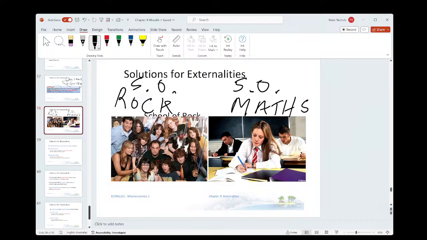But the thing about the school of rock and the school of maths is that in order for them to operate, they need different conditions. They are situated next to each other, but of course the school of rock is going to make a lot of noise, and the school of maths does not want noise, right? They want quiet so people can think about their maths issues. So these two schools actually create externalities for each other.